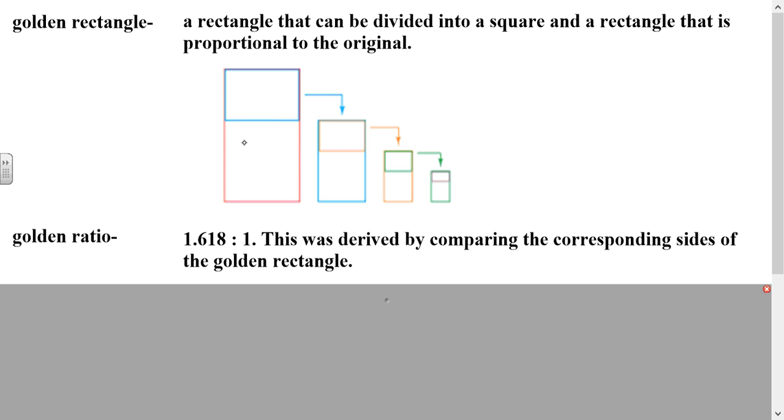And this rectangle is going to be proportional to my original rectangle that I drew. And I can keep dividing it and dividing it and dividing it. And so it's kind of cool how it works. So the golden ratio is the proportion 1.618 to 1. That is the similarity ratio for the golden rectangle. Okay, so the longer side is 1.618 and the shorter side would be 1. This was derived by comparing the corresponding sides of the golden rectangle.